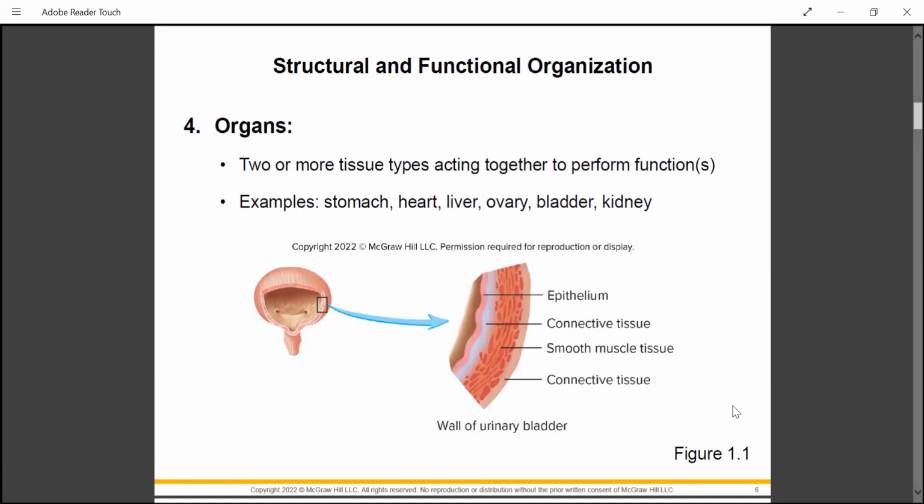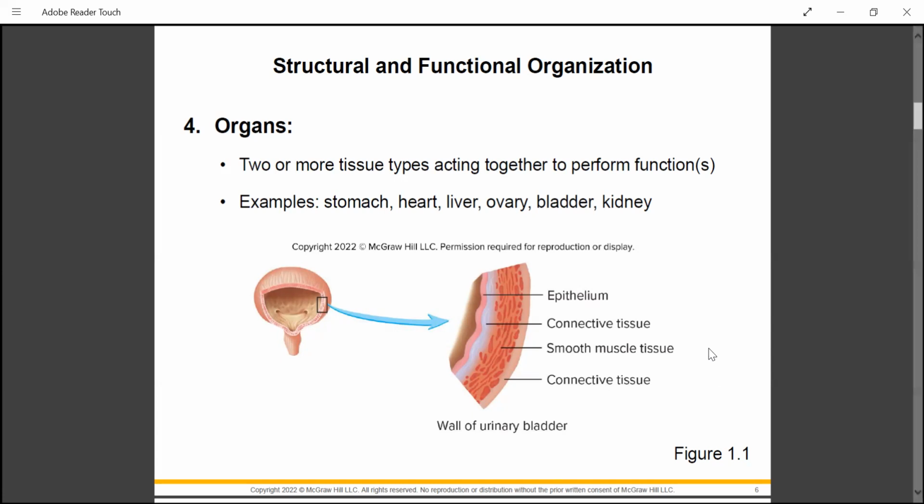Okay, moving up one more, we have organs. This builds up even more. Now we have 2 or more types of tissues that are going to act together to perform a common function or functions. Different examples are the stomach, the heart, the liver, the ovary, the bladder, the kidney. That's not an exhaustive list. There's many more organs in the body.